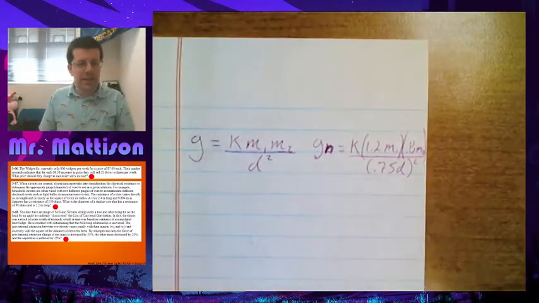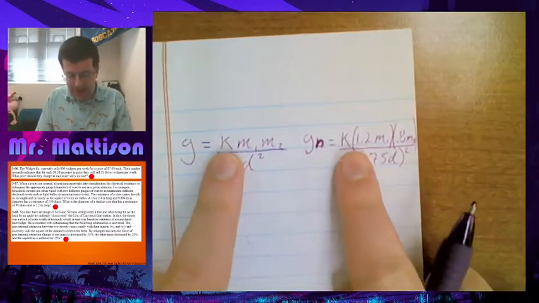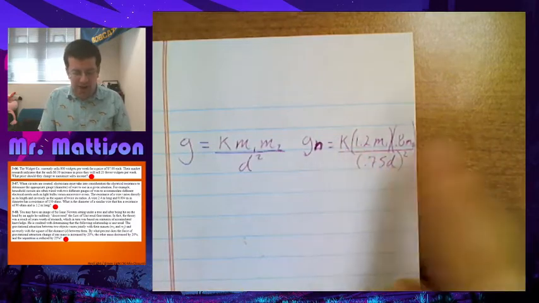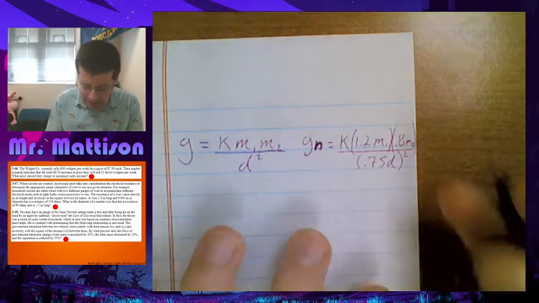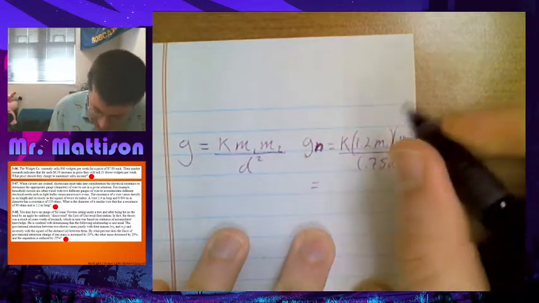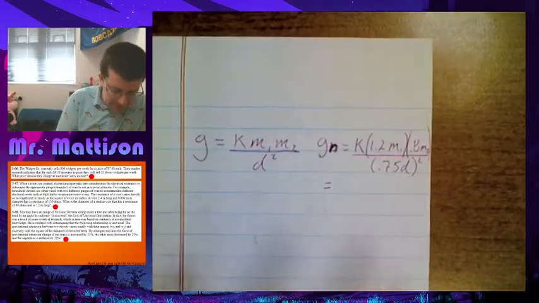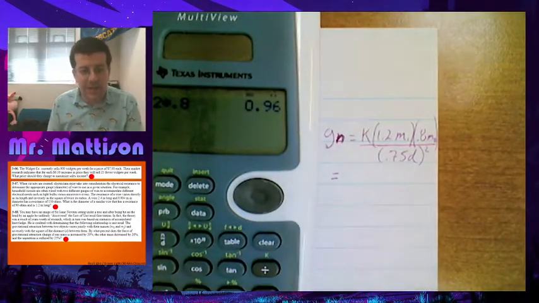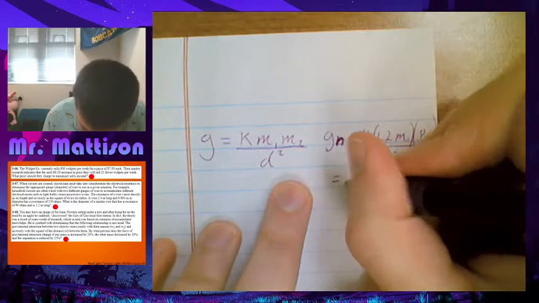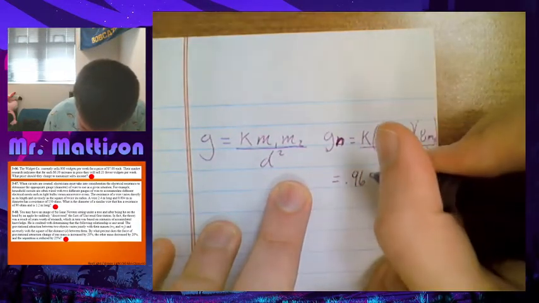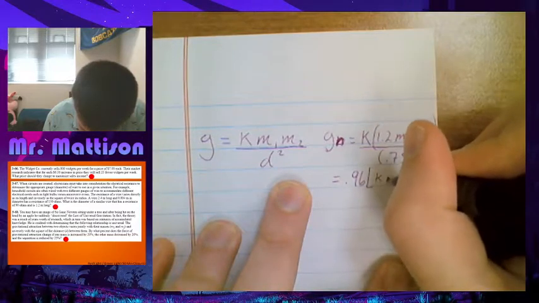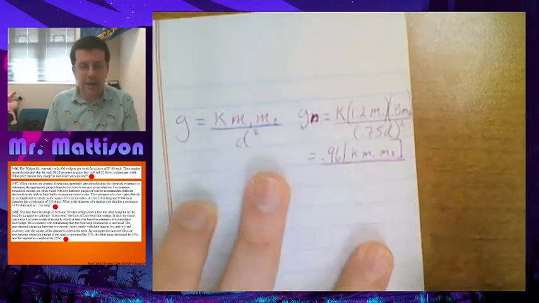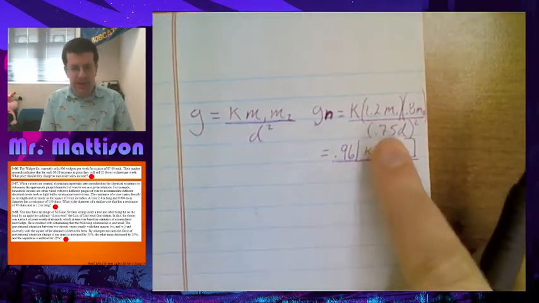So I have a lot of the exact same stuff. I have the same K, same M1, same M2, same D. The only things that are changing here are those extra numbers that I ended up adding in. So what that ends up looking like is over here, well, 1.2 times 0.8 gives me 0.96. So that's going to be 0.96 times K M1 M2. Then on the bottom, I have that 0.75 D squared.